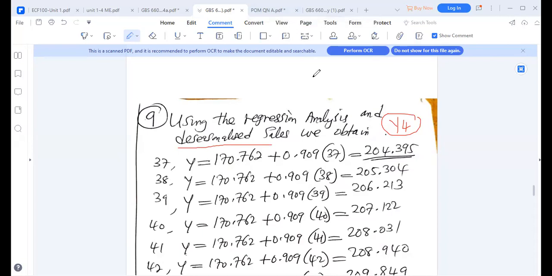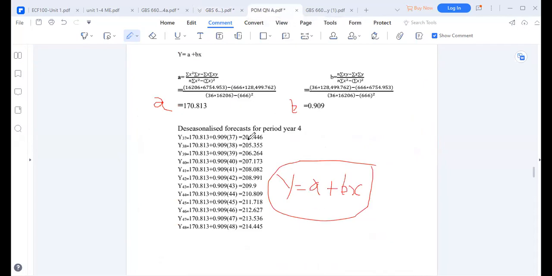This is just a matter of rounding up. So this is 204 getting down. This is where this 37 comes up, 38, getting down from here to 48 for year 4. Now, this is not the final step. We need now to get back to the values that are seasonalized.